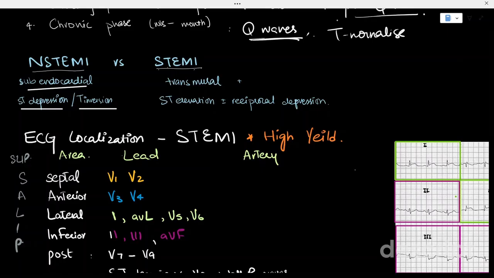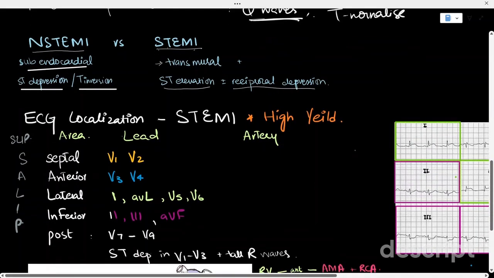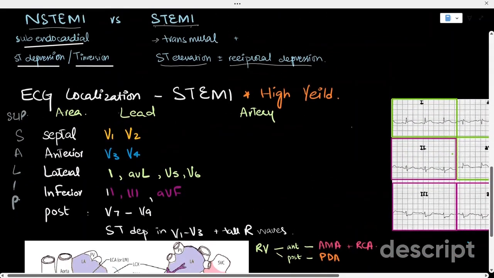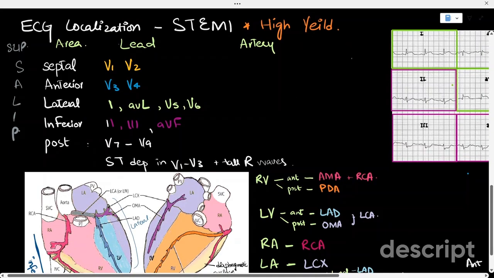That means that the ST elevation is seen on the MI ECG. It is transmural infarct. It shows ST elevation plus reciprocal depression, which is sometimes present, sometimes not. Now, coming on to a very high yield concept, which is ECG localization for ST elevation on MI.